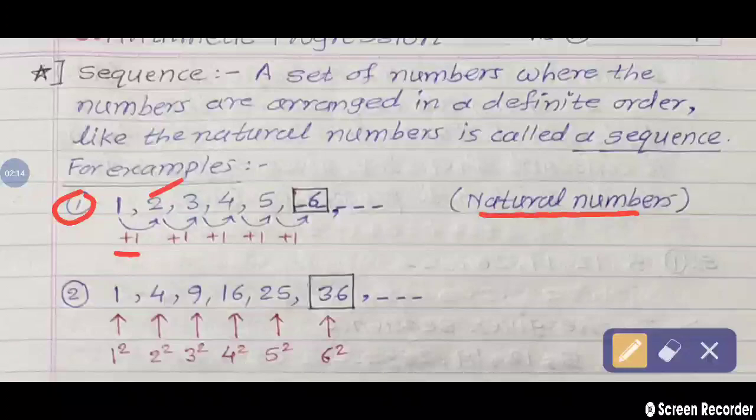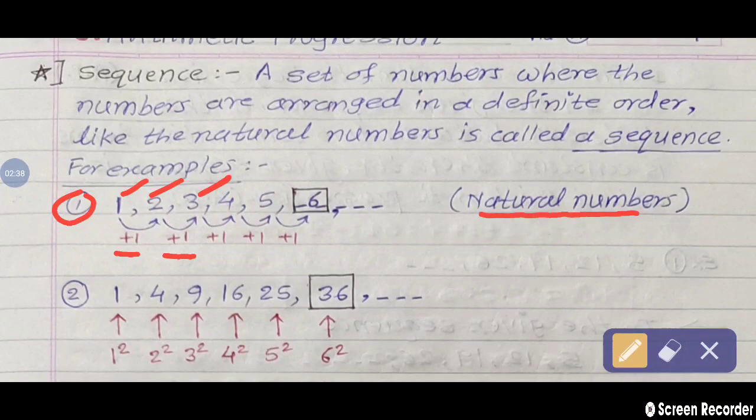What is the relation between 2 and 3? Again we are adding 1 to the second position number. The first position number is 1. The second position number is obtained by adding 1 to the first position number. The third position number is 3. So 2 plus 1, then we obtain the third position number 3.